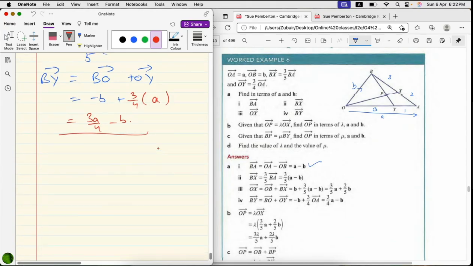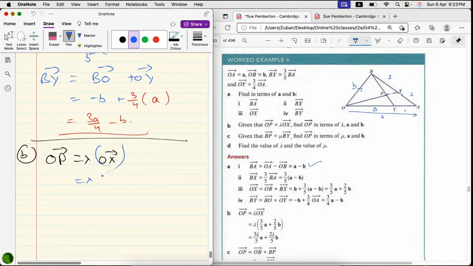Similarly, we just keep on reading and do the right substitution, then the simplification, and it's done. B part says, given that OP is equal to lambda times OX, find OP in these terms. So basically, OP is equal to lambda times OX. We can do nothing but replace OX with the vector we found. The third part was OX. So this is lambda into (3 by 5 a plus 2 by 5 b). Either leave it like this or 3 lambda by 5 a plus 2 lambda by 5 b.